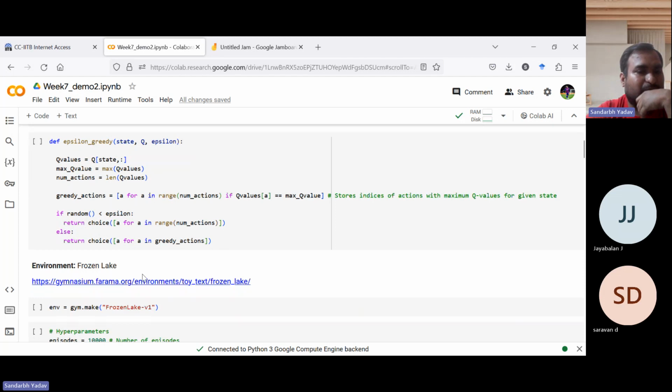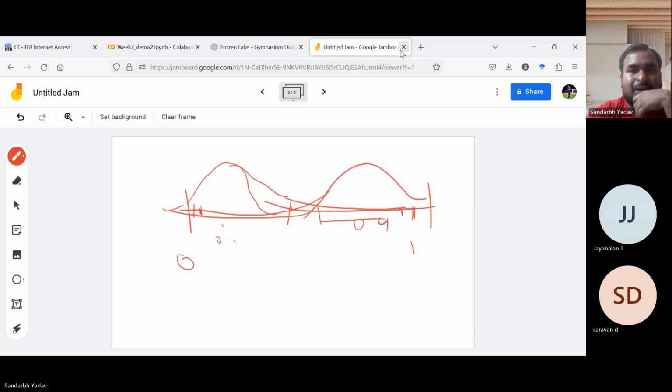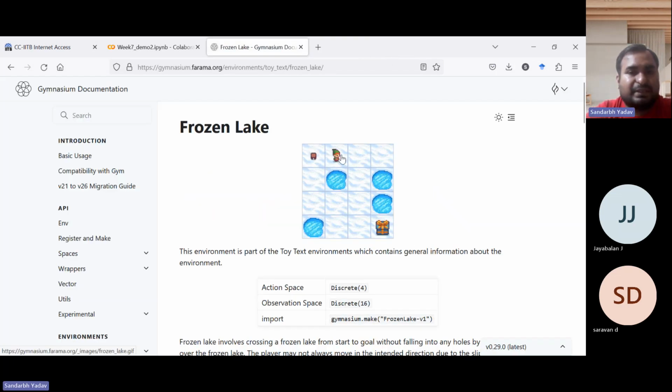I'll maybe go to the link first. These are environments provided by Gym. What happens in this game is there is a 4 by 4 grid, and basically there are 16 states for us. You can represent this as 0 0, this as 3 3, and in this way x and y coordinates can represent all the states. So there are 16 states, and the actions which you can do are up, down, left, right.